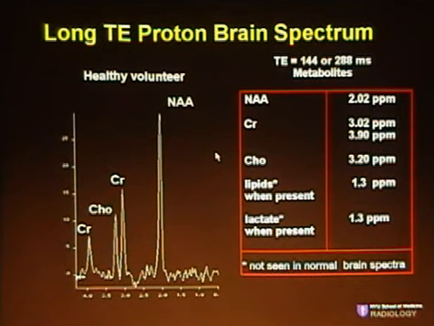So how do we look at spectra? If we were to do longer echo time MRS, you can see that the major metabolites we'd be seeing are NAA, choline, and creatine. And this is where these metabolites are located: NAA here at 2.02 ppm, creatine at 3 ppm, and choline at 3.2 ppm. There is a second creatine peak here at 3.9 ppm.